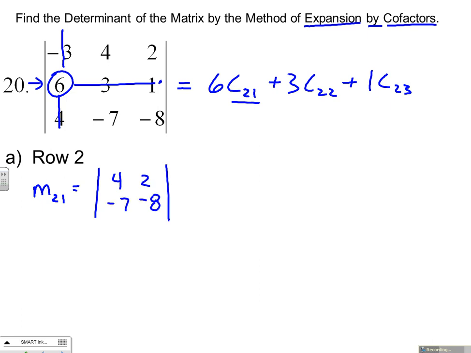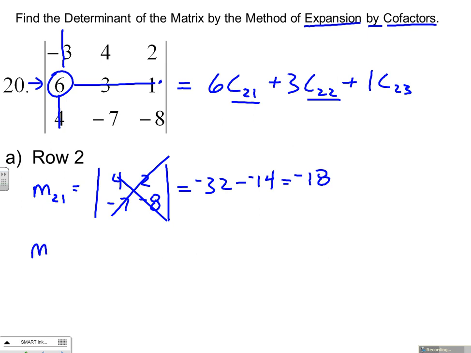So now I have a simple little 2x2, which we learned is our downward product, 4 times -8, -32, minus our upward, -7 times 2, -14. So I end up with -18. That is minor 2-1. All right, let's move on and find our other minors that we need. To find cofactor 2-2, we need minor 2-2. And once I find all the minors, then we'll talk about how we get to cofactors.